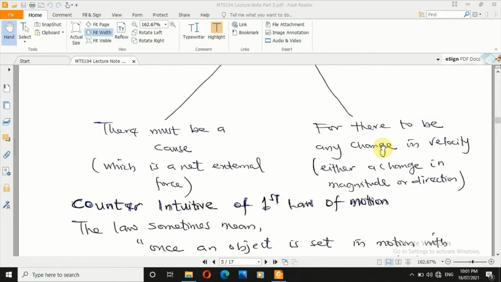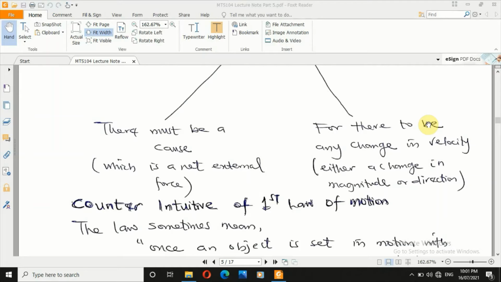Now, the second thing we need to note is that for there to be any change in velocity, there must be a change in magnitude or direction. What can make the velocity change? The velocity may increase or decrease. If the velocity increases, it means there will be acceleration. If the velocity decreases, it means there will be deceleration.